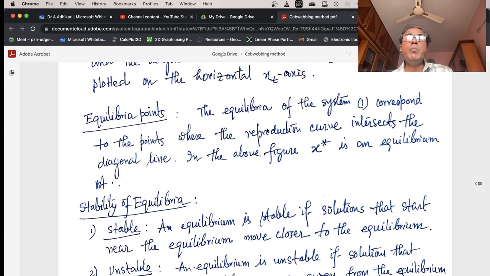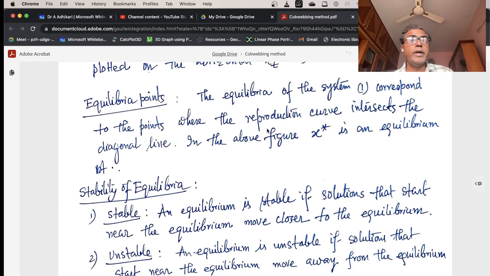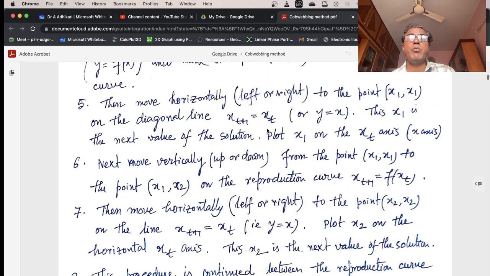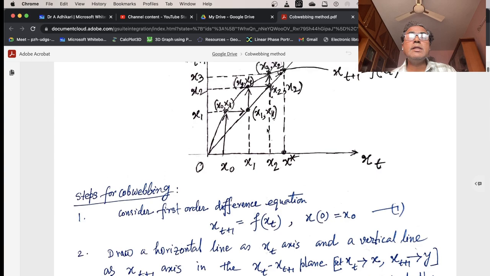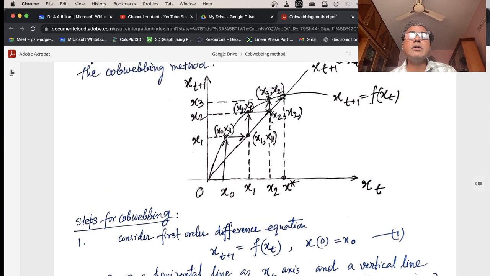Equilibria. Equilibria of the system correspond to the points where the reproduction curve y equal to f(x) intersects with the diagonal line y equal to x. In the above figure, x star is an equilibrium point. So the intersecting point of the reproduction curve and the diagonal line is this point, and the x coordinate of this intersecting point, x star, is the equilibrium point of the difference equation xt plus 1 equal to f(xt).